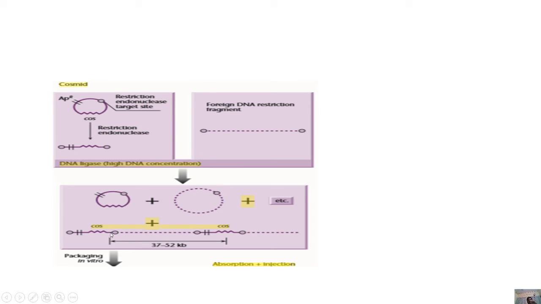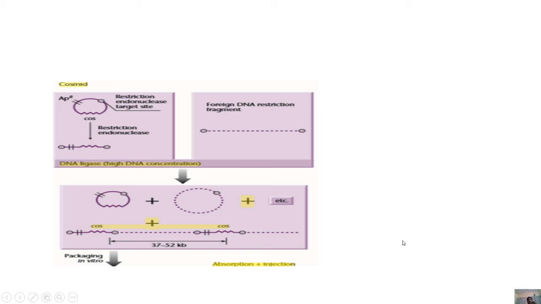And I have told you that the cos sequence has the property of forming concatemers. Hence, the vector, then foreign DNA, and at the end of that foreign DNA, one more cosmid vector can join, and then a foreign DNA can be joined at the end of that cosmid vector, and again a cosmid vector, and a foreign DNA, and so on. So a long DNA molecule forms, and this long DNA molecule is known as a concatemer. Then the replication of this concatemer can occur, and several copies of it may be formed.